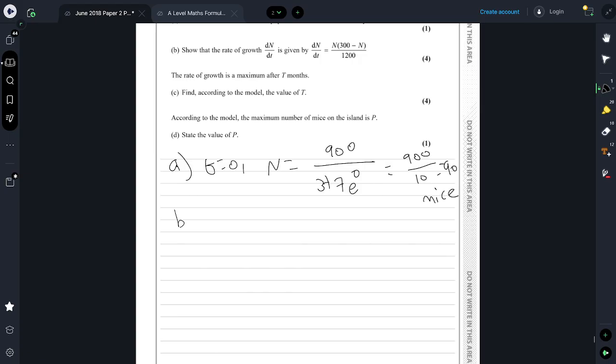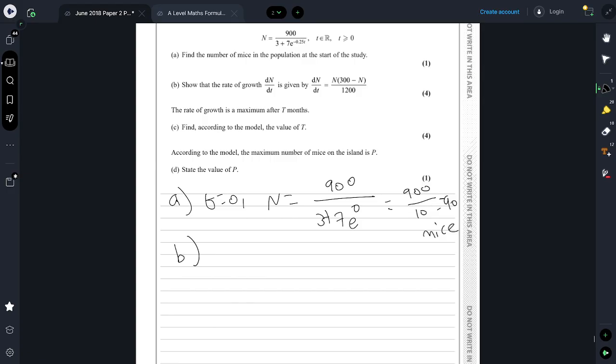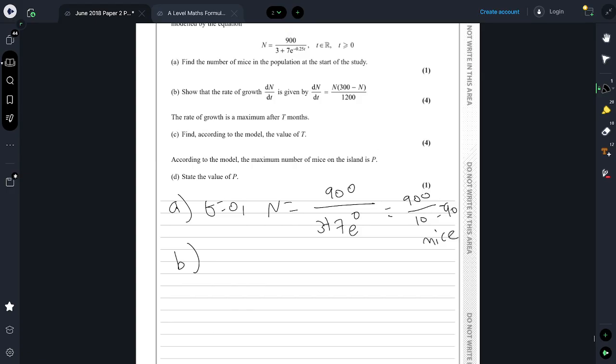There we are. That's a nice part A. Part B, show that the rate of growth is given by that formula. Okay, so again, it's just asking us to find the derivative. Not the nicest one, granted.